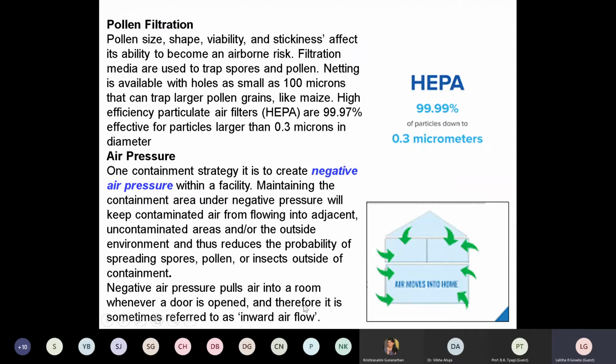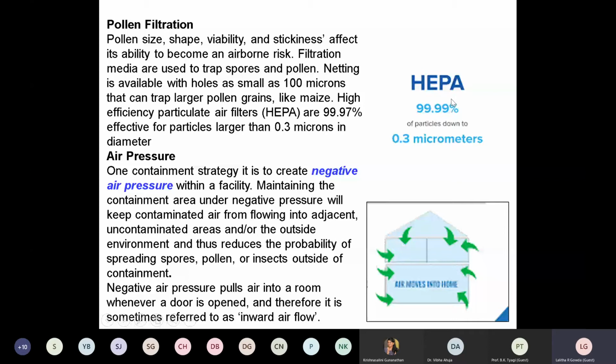And then, especially if the plants are pollinators, you need to have pollen filtration equipment which will trap the spores and the pollen. Nettings are available, but it is recommended that you use HEPA filters, that is, high efficiency particulate air filters, or ULPA filters, that is, ultra low penetration air filters, and you have HEPA filters of different sizes.